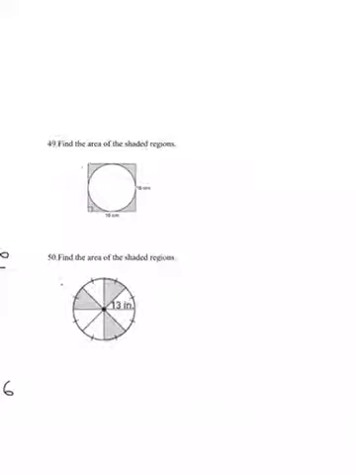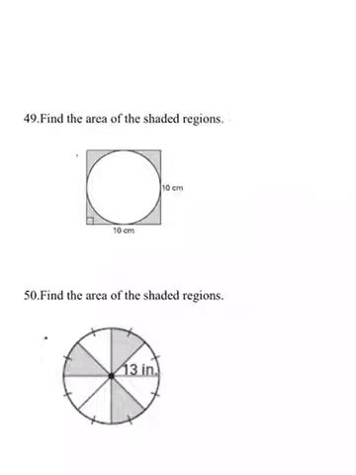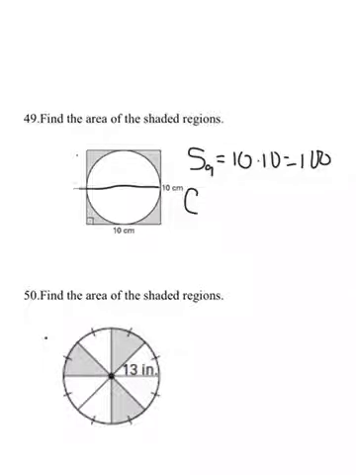Find the area of the shaded region. So we're gonna find the area of the square first, which is a simple 10 times 10. And then we got to find the area of the circle. So if it's 10 across the bottom, it's 10 across the middle, which makes that a diameter, which makes a radius 5.